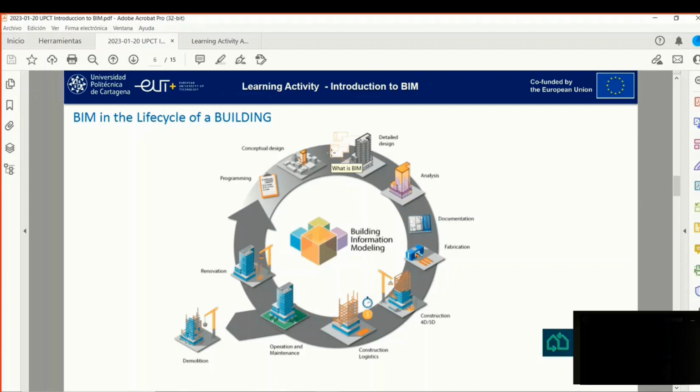We can analyze the behavior, the structural behavior of the building with the same tools. For example, if we use Revit, we can use the plugin inside Revit of Sophistic that reads the geometrical model to build the mechanical model, to allow us to analyze the structural behavior without going out from Revit.